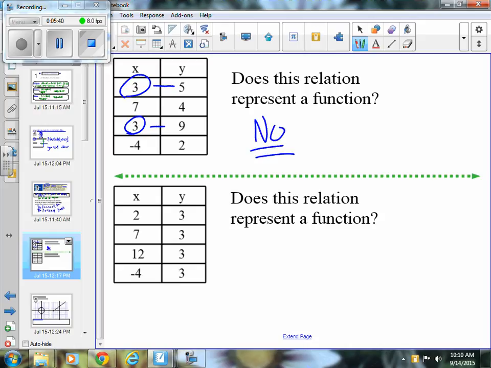Now look at the bottom. All of those x values happen only once, so this one would be a function. Now what bothers people is that all the y values are the same. Well, think about what that would be if you graphed it: 2, 3; 7, 3; 12, 3; negative 4, 3. You'd end up with a horizontal line, which is definitely a function. So all the y's can repeat, the x's can't, so that would be a function.